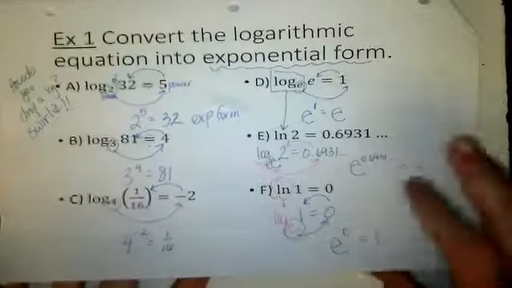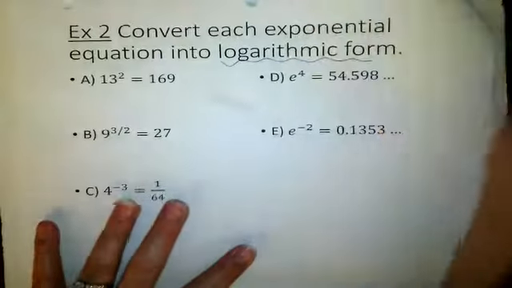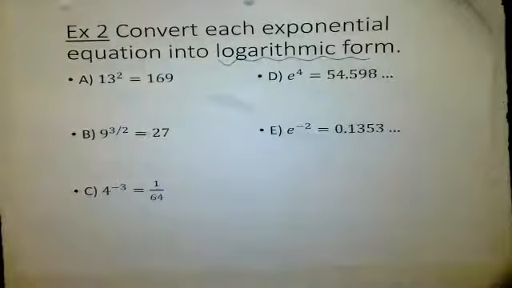All right, so the swirly is how we drop a log. So example 2, convert each exponential equation into logarithmic form. So now we want to write logarithmic equations. We're in exponential form, and now we want to write an equation that has a log in it.